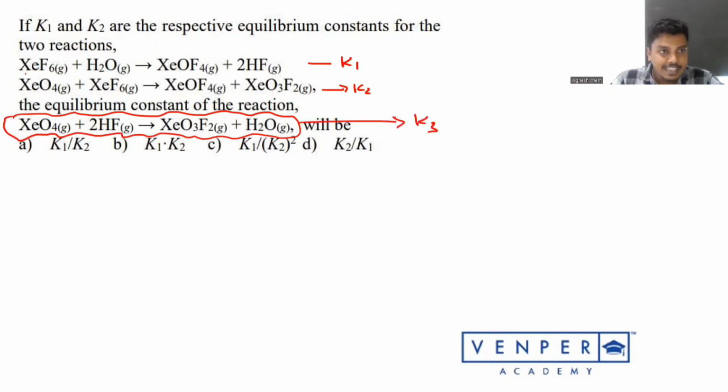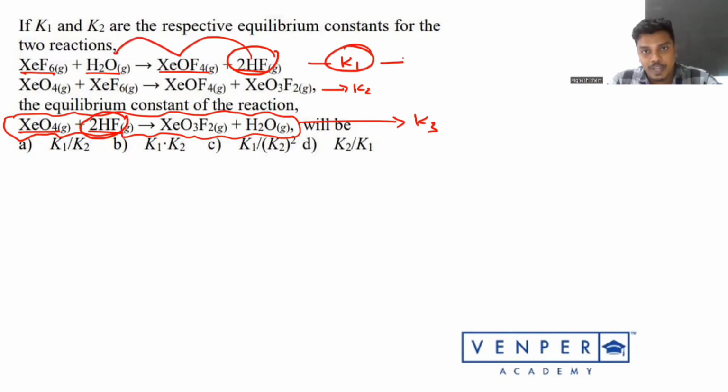Now this one: XeF6, H2O, and XeOF4 and HF. Look at the third equation: XeO3F2 and HF. In the first equation HF is on the right side, and in the third equation HF is on the left side. Yes or no? Now you get the idea that this is reversed, right? Whenever we reverse the equation, what does K1 become? 1 by K1. The option is 1 by K1, right.